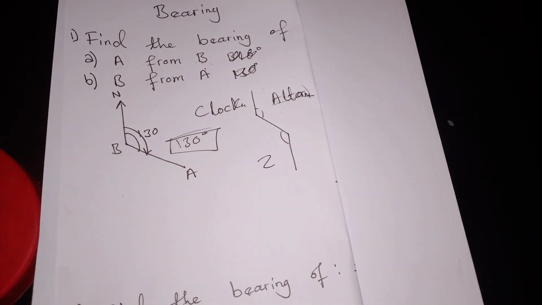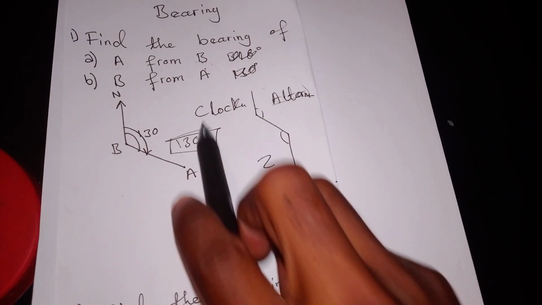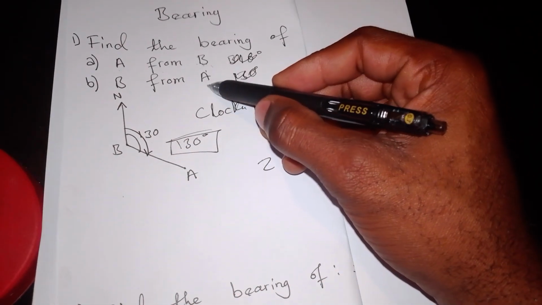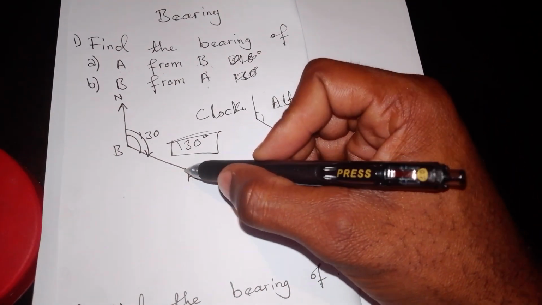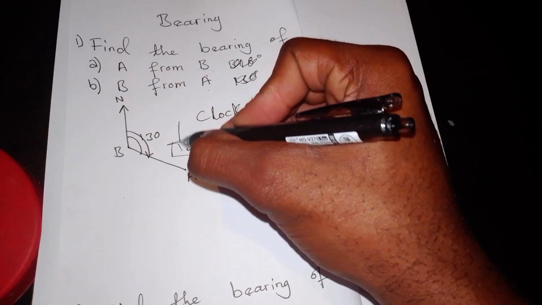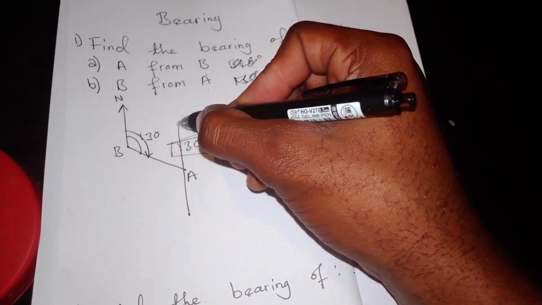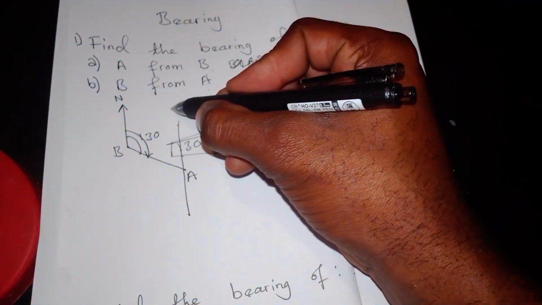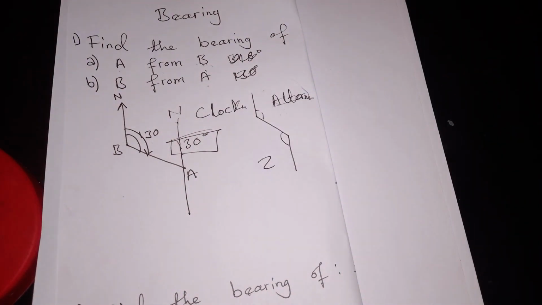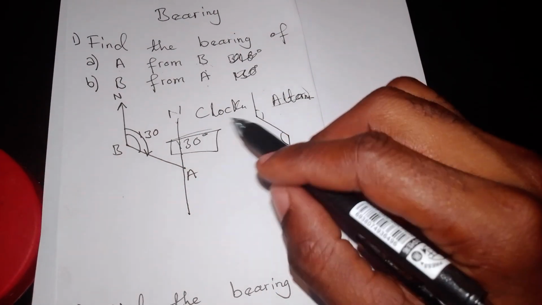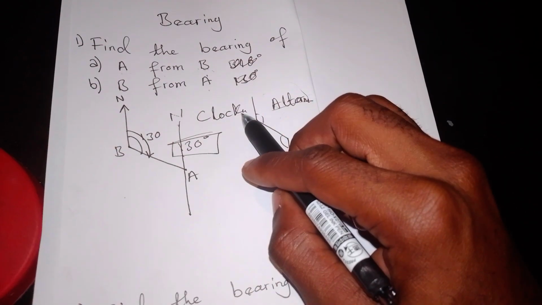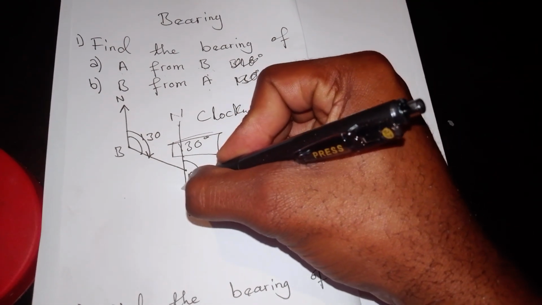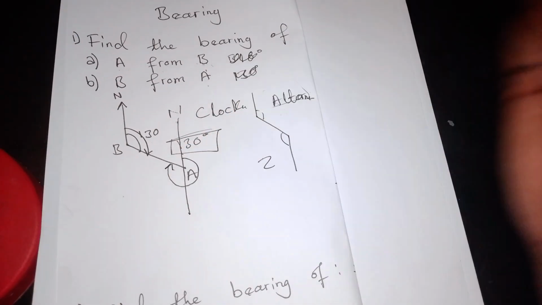And then for part B, the bearing of B from A. In this case, you're not starting from B, you're starting from A going to B. So what you do is you go to A. This is your A. Draw a north line. Usually this is a broken line. It should be parallel to this. So you have a north line like this. And then you draw an arc in the clockwise direction from A going all the way to B, like this.